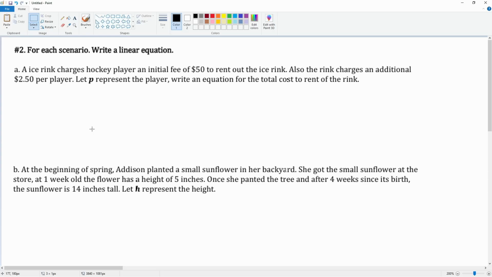Number 2, for each scenario, you're going to write a linear equation. What I mean by linear equation is that you are looking for y equals mx plus b for each one of them. Okay. All right.